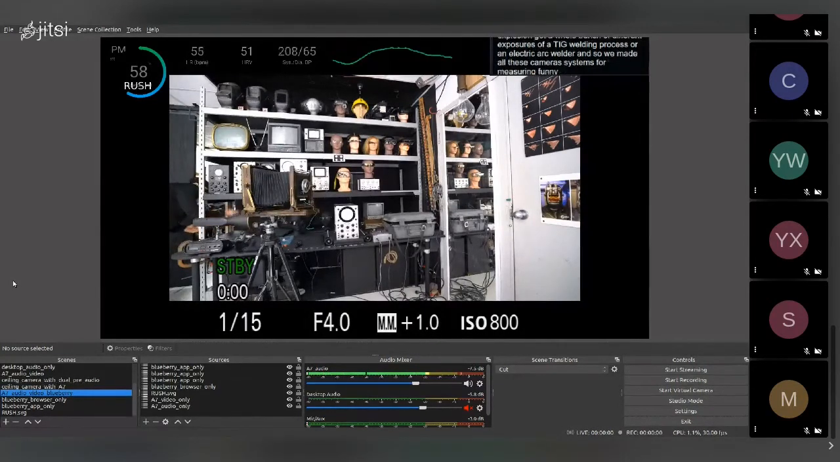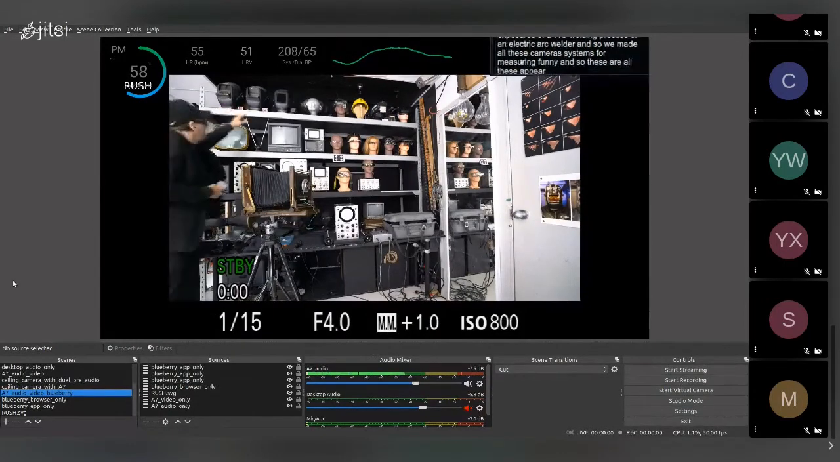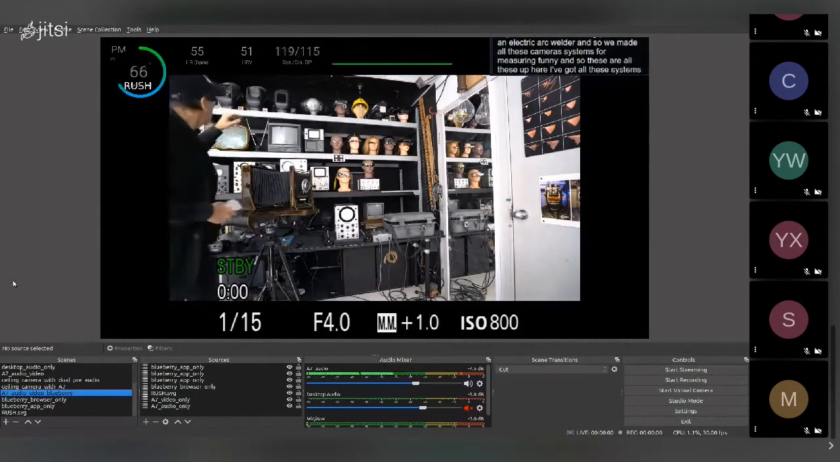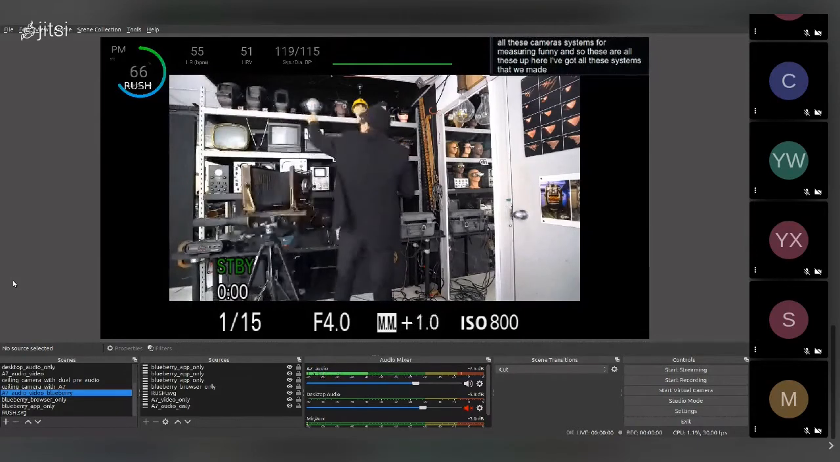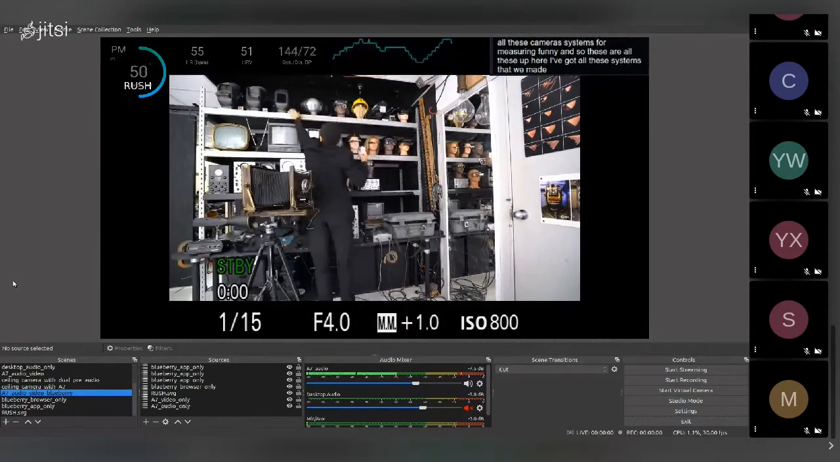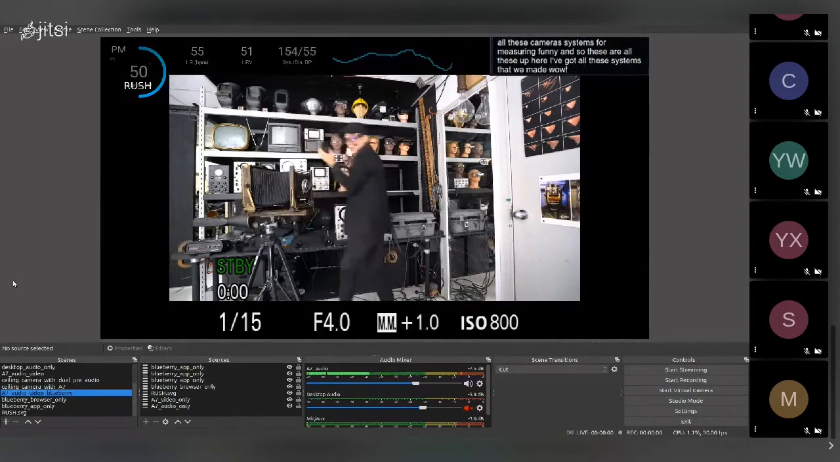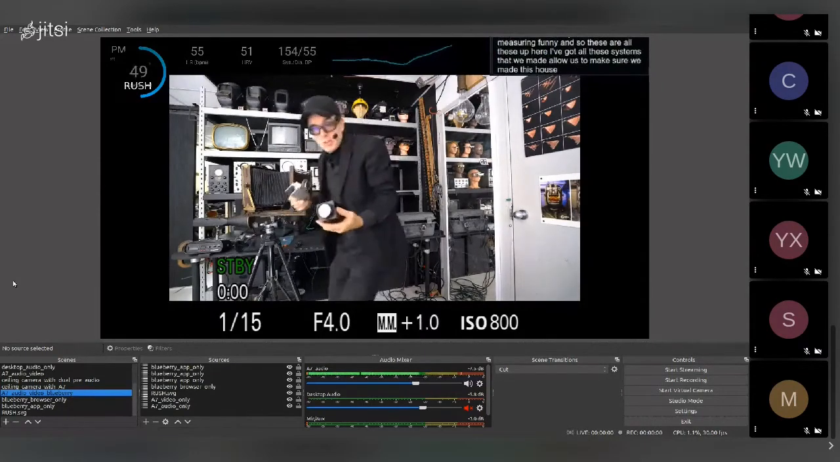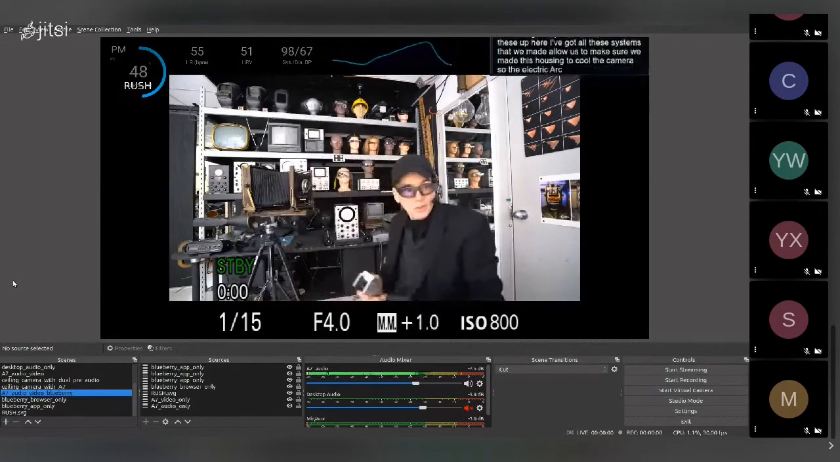And so we made all these camera systems for measuring different quantities. Up here I've got all these systems that we made that allow us to measure. We made this housing to cool the camera so the electric arc welder wouldn't overheat it.